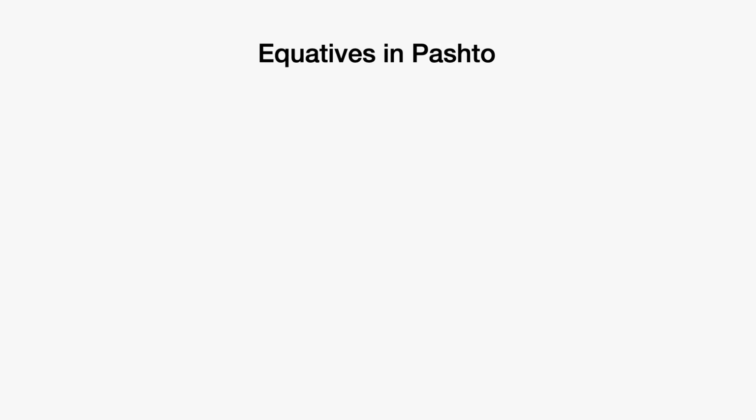Hello everybody, we're going to talk about equatives in Pashto. Equatives are one of the simplest building blocks we can use to put sentences together. We can use them to say things like, he is happy. It's kind of like saying A equals B, where we're saying one thing is another thing. And in English, we use the word "is" as our equative linking word here.